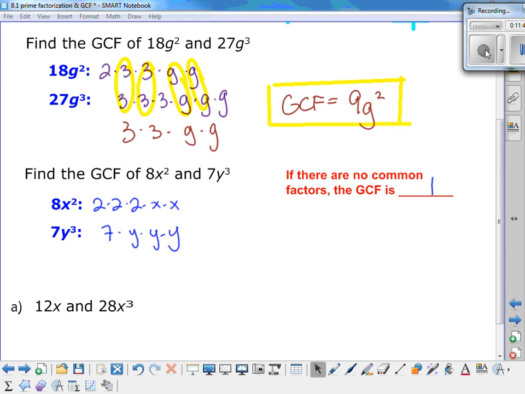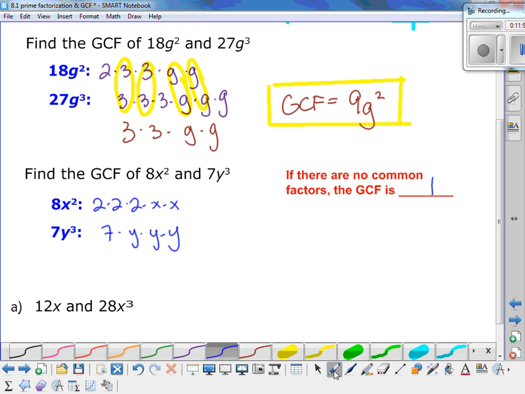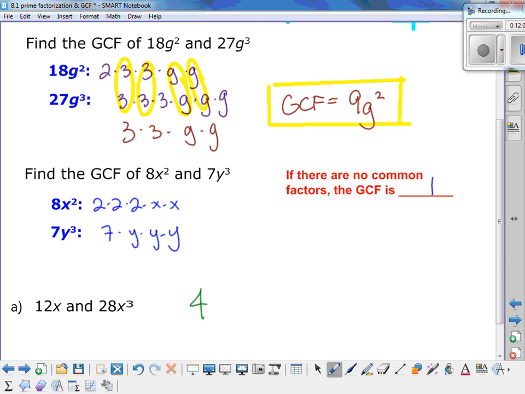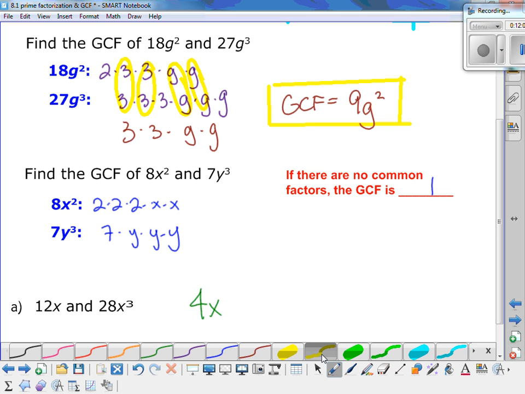Okay, so the biggest number that goes into 12 and 28 is what, everybody? 4. And what's the most x's I can take out? Just 1. So the GCF is 4x.